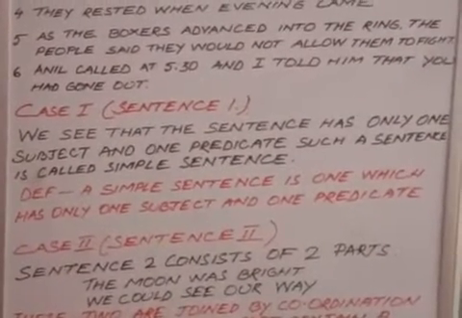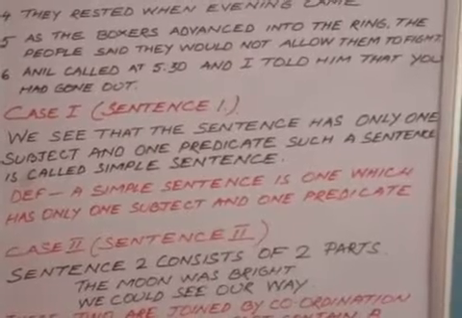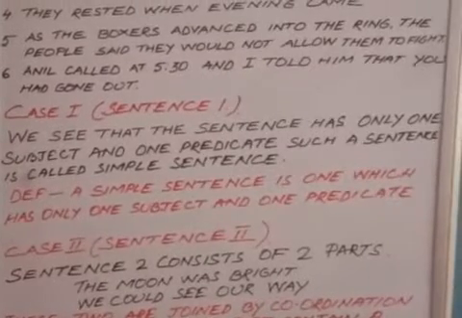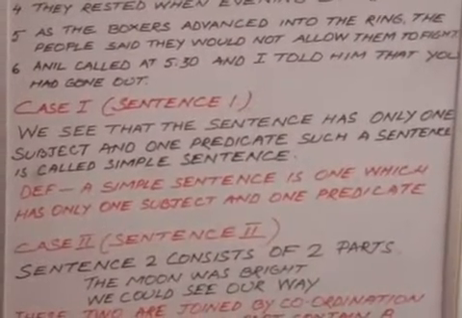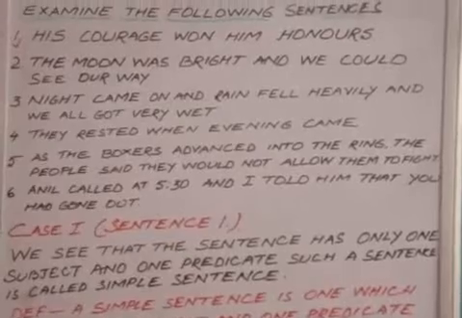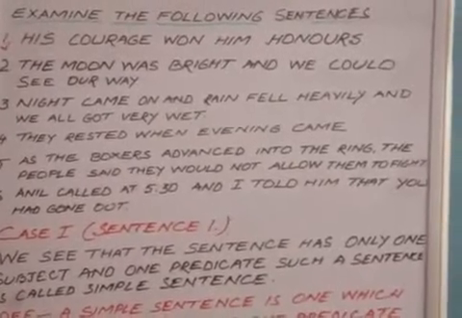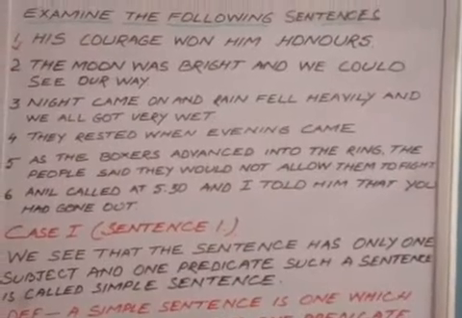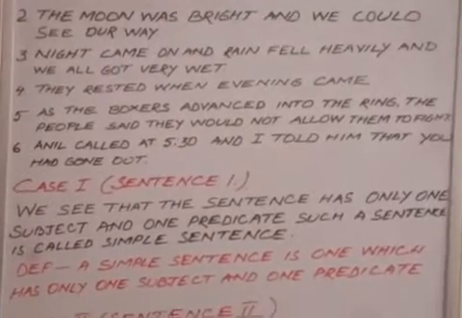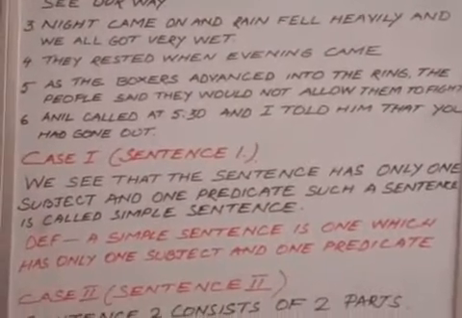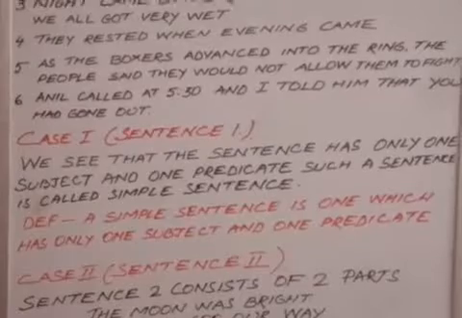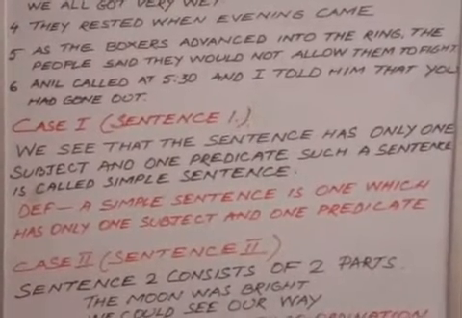In case 1, that is sentence 1, we see that the sentence has only one subject and one predicate. Such a sentence is called a simple sentence. So what is the first sentence? The first sentence is, his courage won him honor. So this sentence, number 1, has only one subject and one predicate, and it is called a simple sentence. So the definition: a simple sentence is one which has only one subject and one predicate.